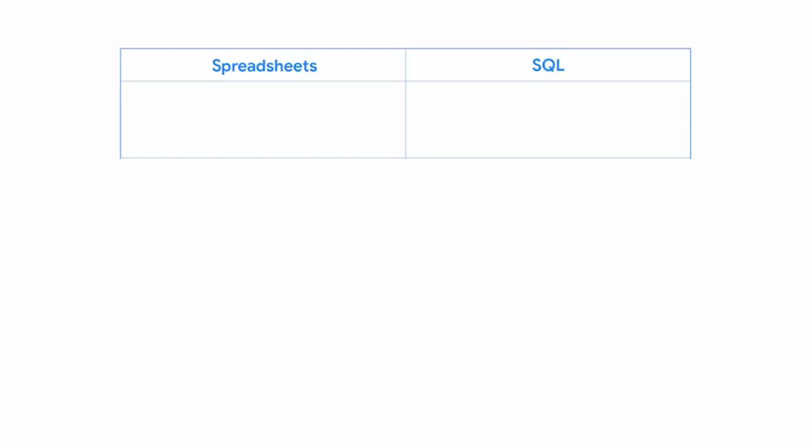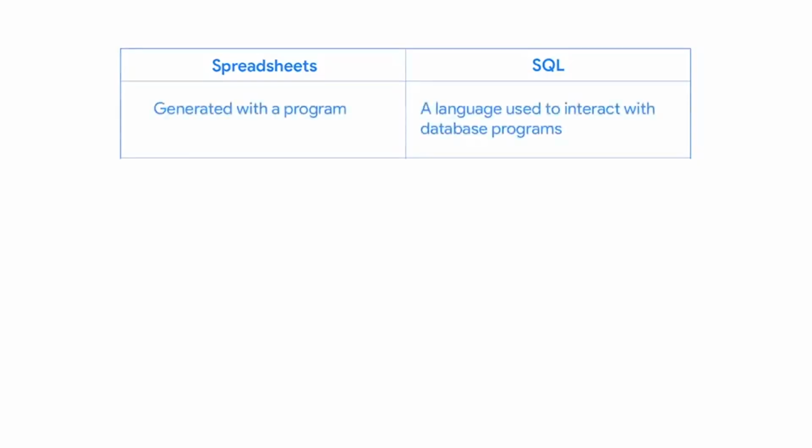Next, let's talk about how spreadsheets and SQL are different. First, it's important to understand that spreadsheets and SQL are different things. Spreadsheets are generated with a program like Excel or Google Sheets. These programs are designed to execute certain built-in functions. SQL, on the other hand, is a language that can be used to interact with database programs like Oracle MySQL or Microsoft SQL Server. The differences between the two are mostly in how they're used.